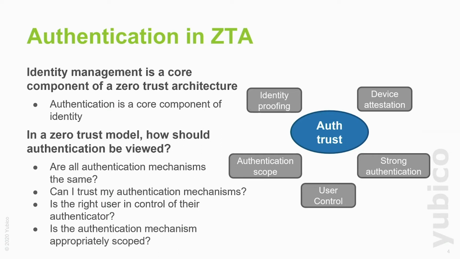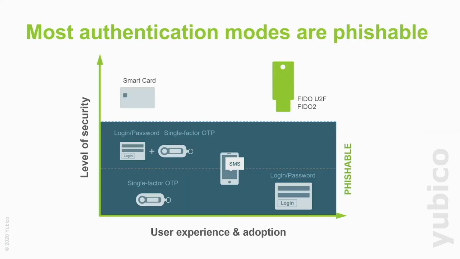And along that line, there's user controls. Now that we're in a world where we can't see people, they're all remote, how do we ensure that the individual has their authentication, that they really control it or not? And then lastly, looking at authentication scope. So this goes a little bit into authorization, but ensuring that that authentication is scoped to the appropriate access that is needed at the time.